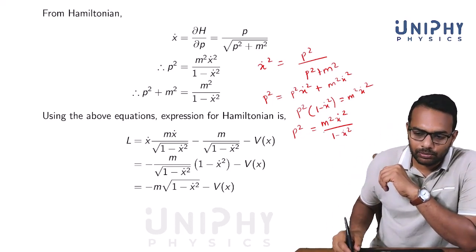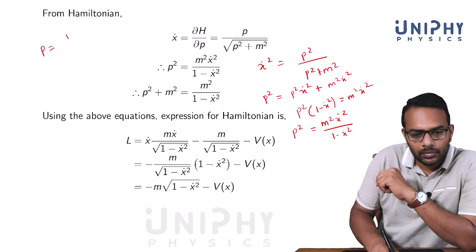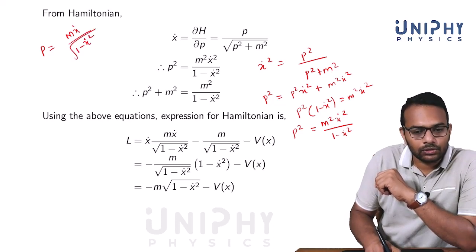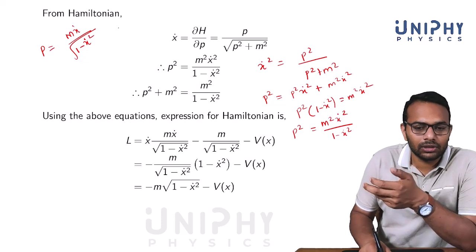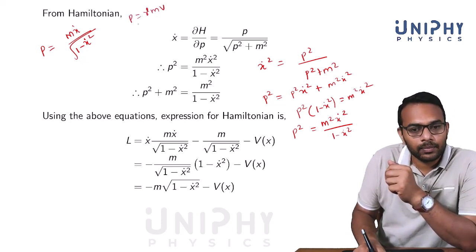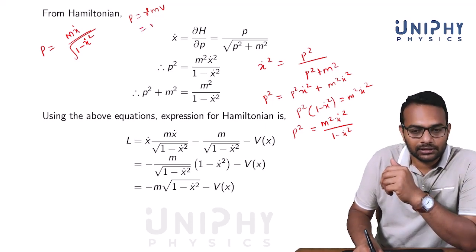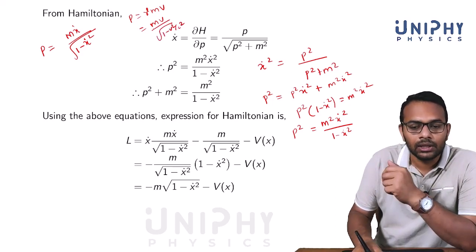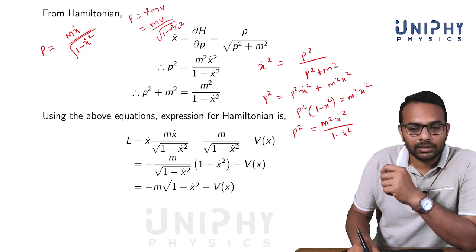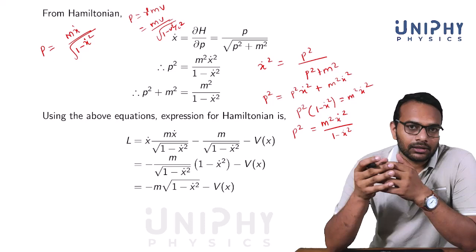Now you might be able to identify this thing. What we have found is that p is equal to m x dot divided by square root of 1 minus x dot square. What is this actually? You must already be familiar with the relativistic momentum. p is equal to gamma m v, right? What's gamma? Gamma is 1 by square root of 1 minus v square by c square. So it's m v divided by square root of 1 minus v square by c square. This is the relativistic expression for the momentum.